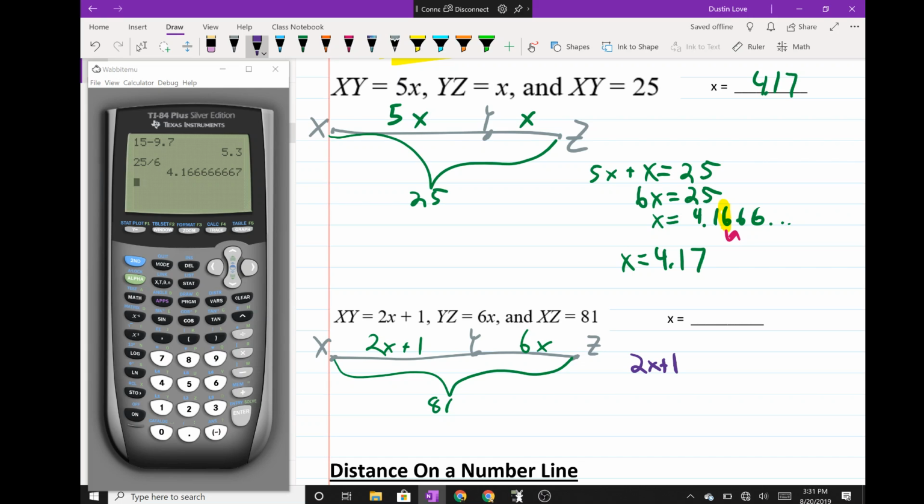Okay, 2x plus 1, 6x equals. Perfect. All right. Combine like terms, yes. 2x plus 6x is 8x, plus 1 equals 81. And now, subtract 1 gives me 8x equals 80. Divide through by 8 gives me x equals 10.